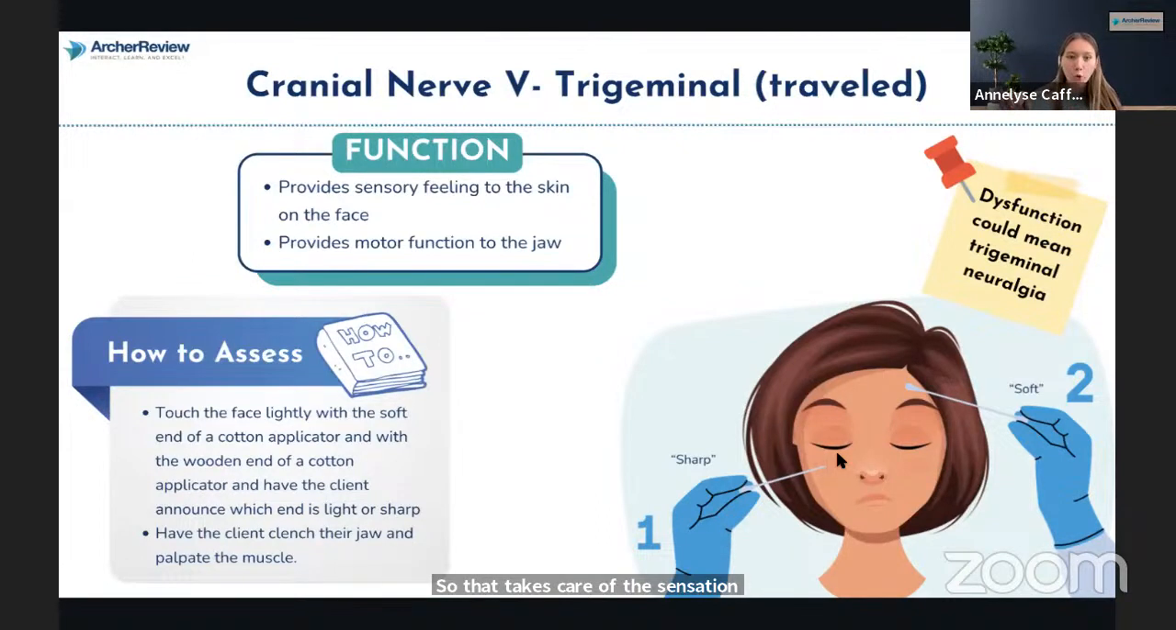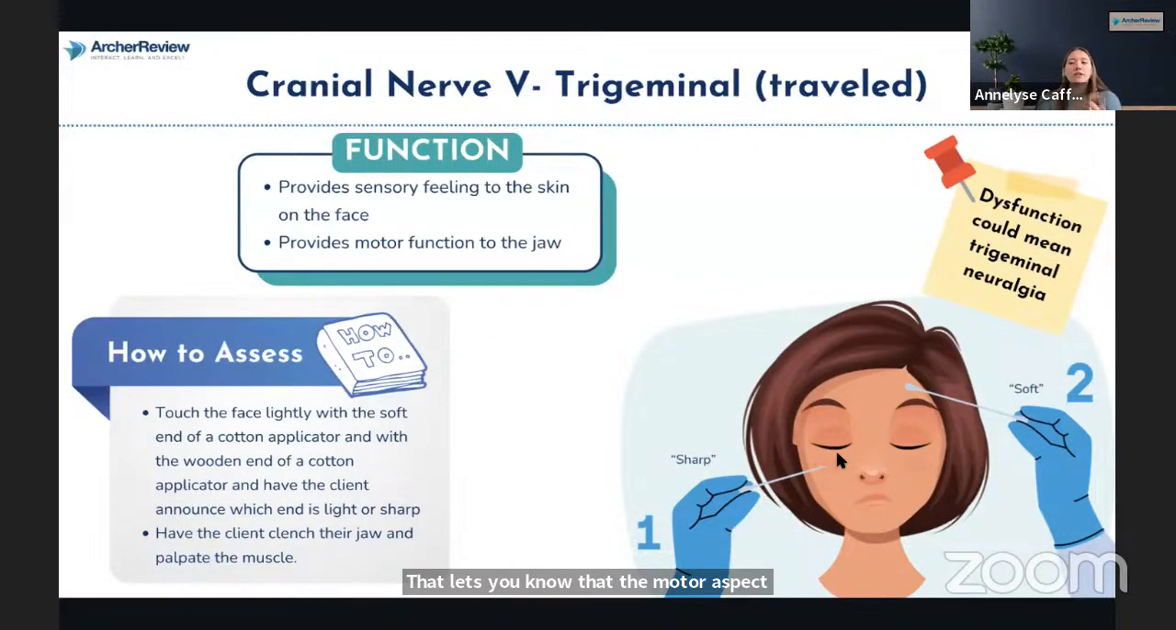Now we have motor. So with motor, what you're going to do is just put your hands right here on those masseter muscles on the jaw and have the client clench their jaw. You're going to be able to palpate that muscle right there. Sometimes guys or even some women will have really strong jaw lines or really strong masseter muscles, and you can really palpate them. So just have them clench their jaw and you'll feel that muscle there. That lets you know that the motor aspect of cranial nerve 5 is also intact.